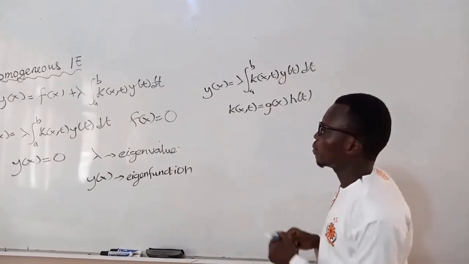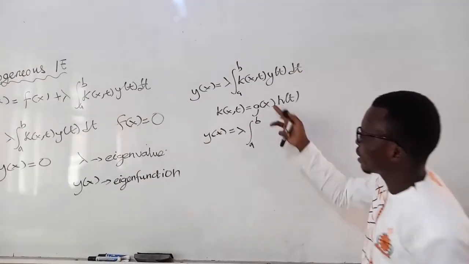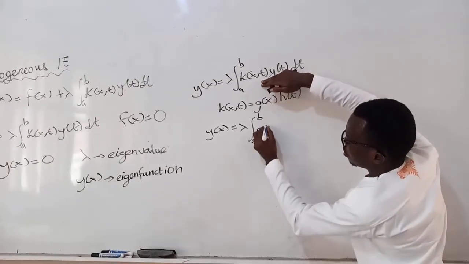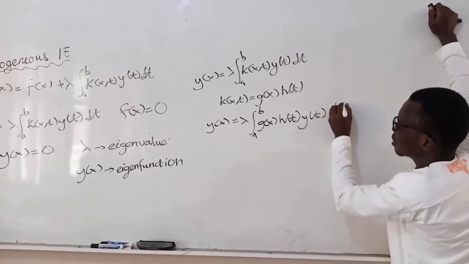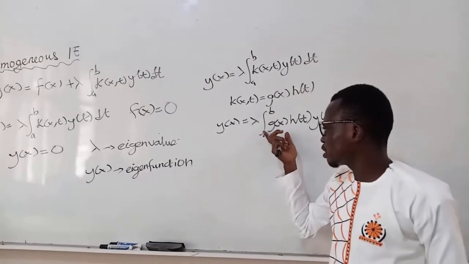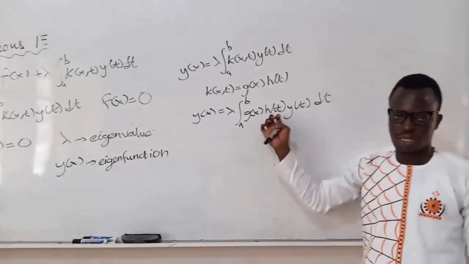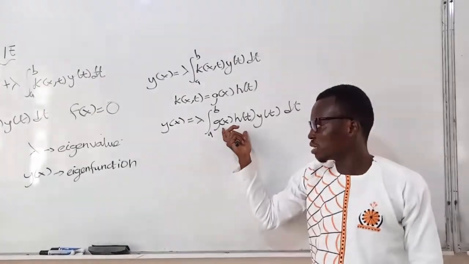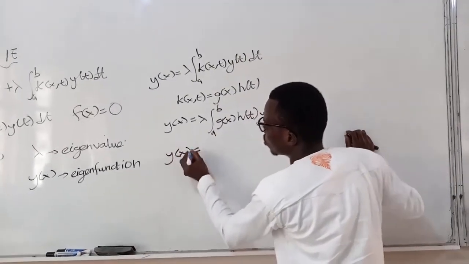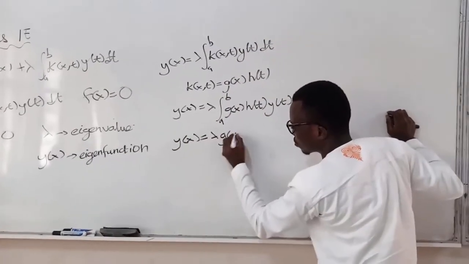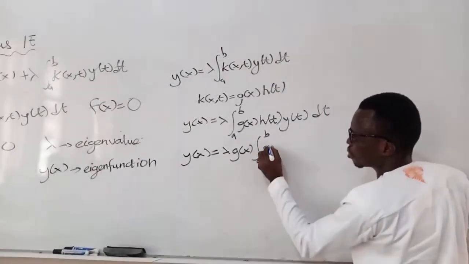We are going to have y(s) equal to lambda times the integral from a to b of g(s) h(t) y(t) dt. And g(s) is a function of only s and does not depend on t. The integral is with respect to t, so it's a constant inside the integral sign. So why don't we factorize the g(s) outside? We are going to have y(s) equal to lambda g(s) times the integral from a to b of h(t) y(t) dt.